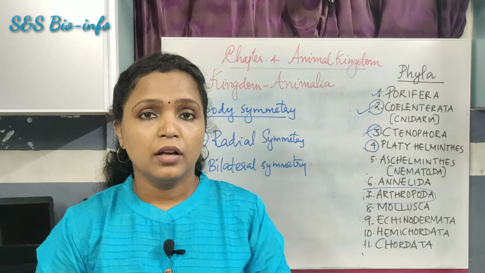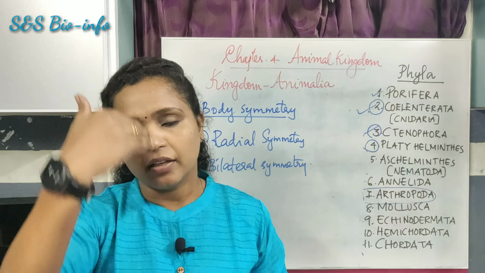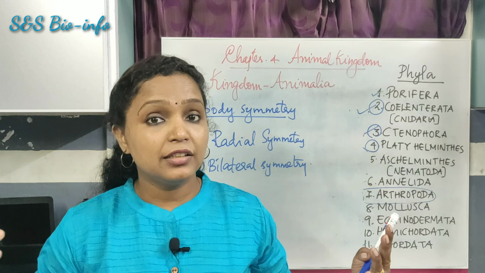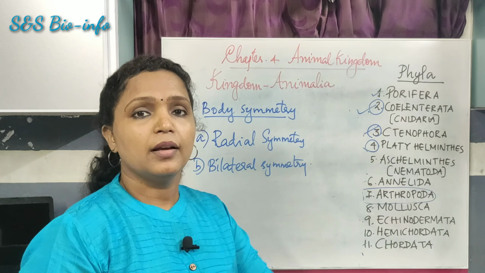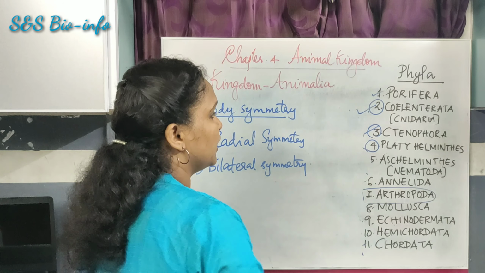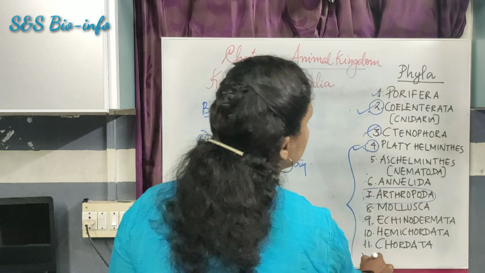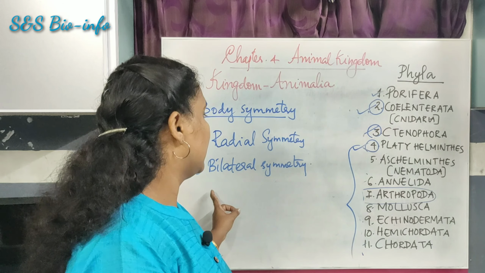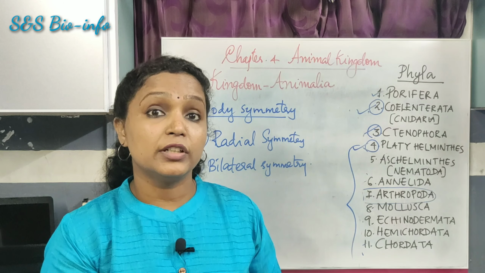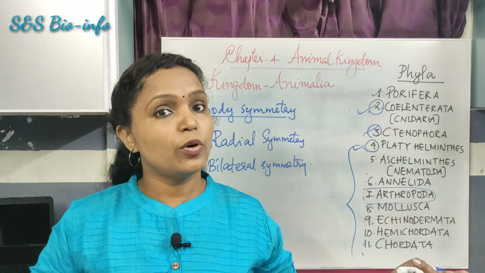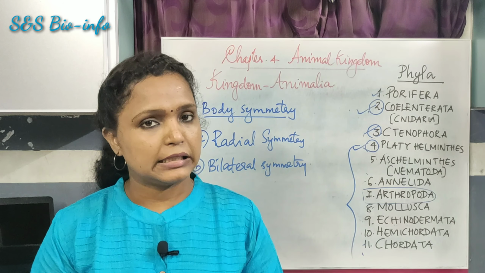Bilateral symmetry. When the body of an organism can be divided into two identical halves in vertical plane, that means we get the right and left identical halves, such type of symmetry is bilateral symmetry. Bilateral symmetry is exhibited by the phylum Platyhelminthes to the phylum Chordata. All these phyla exhibit what? Bilateral symmetry. For example, if our body is cut into two identical halves in vertical plane, the body will be divided into the right and left halves. Such type of symmetry is called the bilateral symmetry.